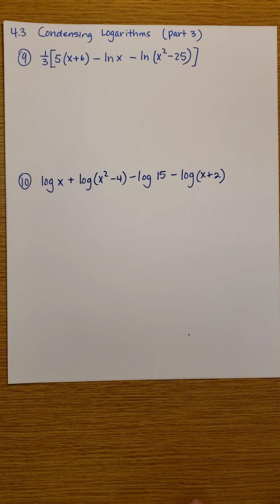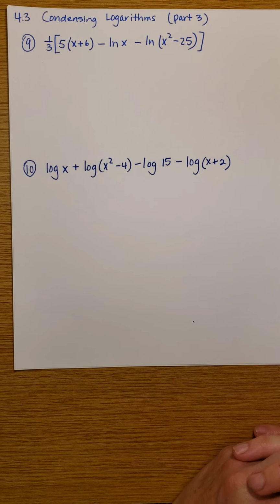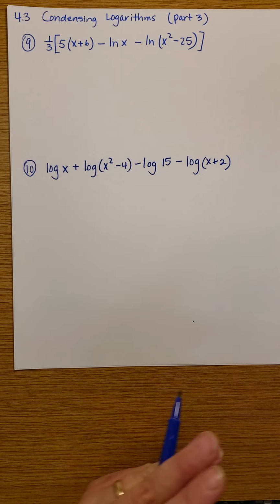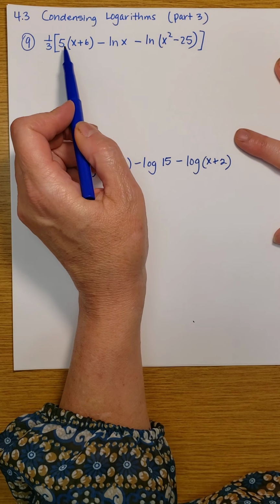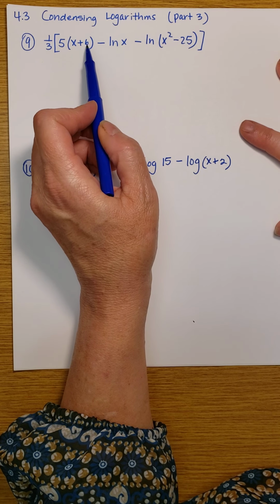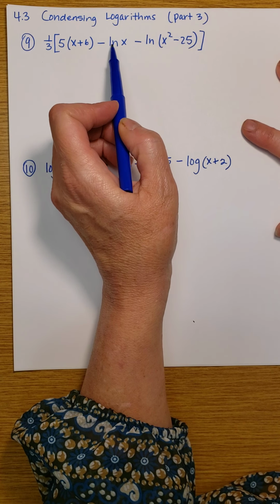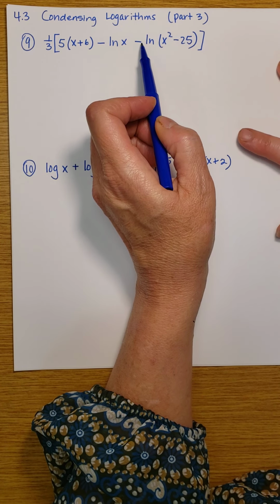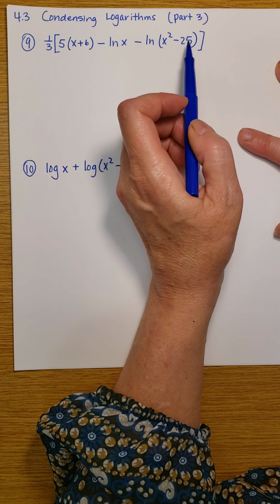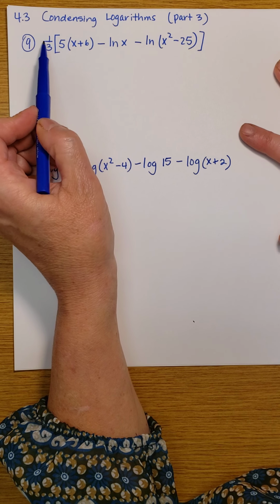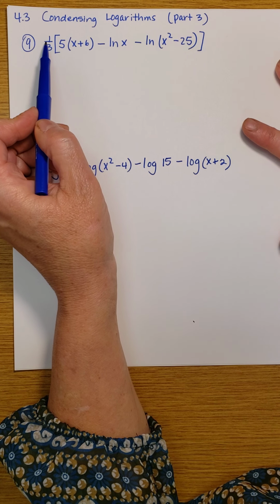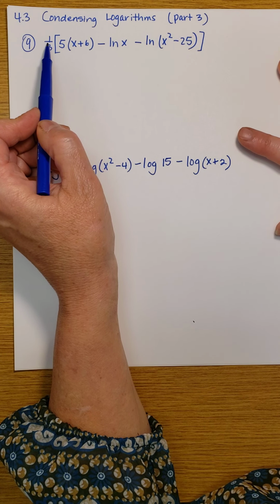Right, two more examples on condensing logarithms. So here we have 1/3 times the quantity 5 times x plus 6 minus ln x minus the natural log of x squared minus 25. So I'm going to go ahead and save multiplying the 1/3 for the end. That'll become a power over our log.